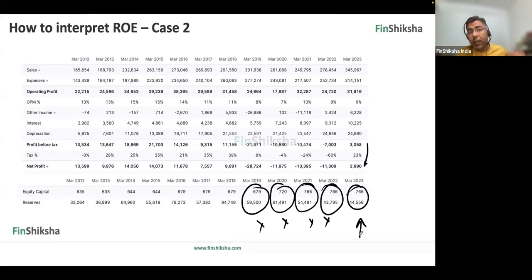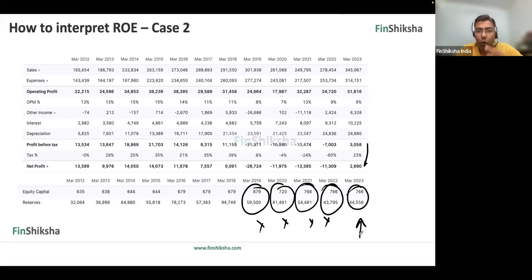So if a company that is making losses for multiple years suddenly shows profits, remember your losses keep going and hitting the reserves. So your equity value keeps going down and down and down. And then suddenly you show a big profit. That year, you'll see a big earnings jump. I'll show you some examples of that as well as we go along.